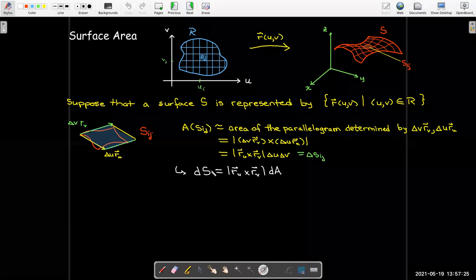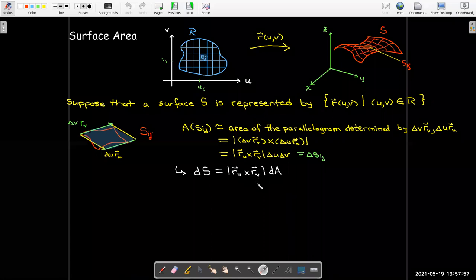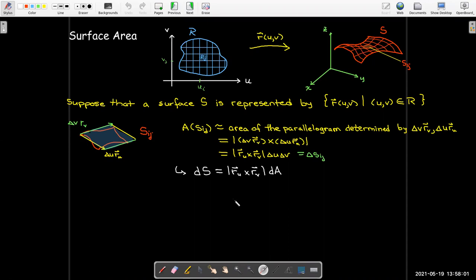And in that case, then, our delta S sub ij becomes our area differential dS. And the relationship to the UV plane is that you would take the magnitude of r sub U cross r sub V dA. And if you look back through your notes, you'll see that that's exactly what we did to find the Jacobian. But like I said, this one doesn't have any special notation. We just leave it as the magnitude of r sub U cross r sub V. Now, this should remind us of, in curves, the arc length differential ds was found to be the magnitude of r prime of t dt.